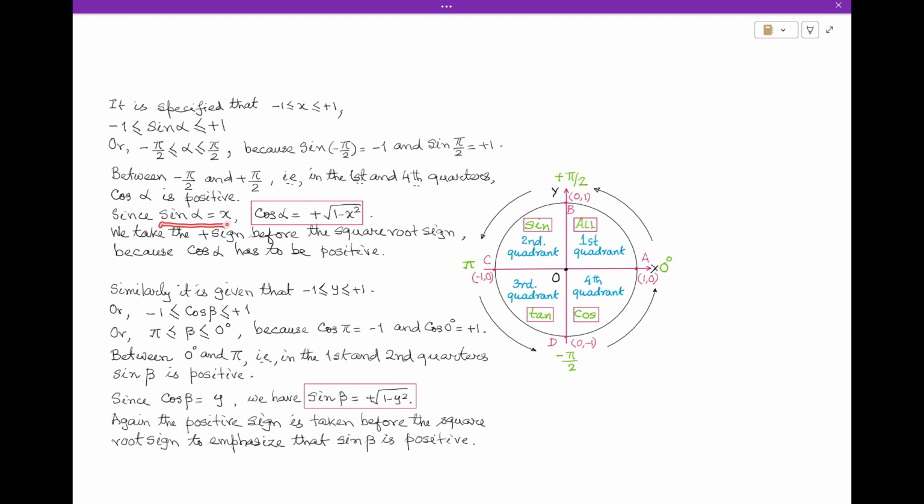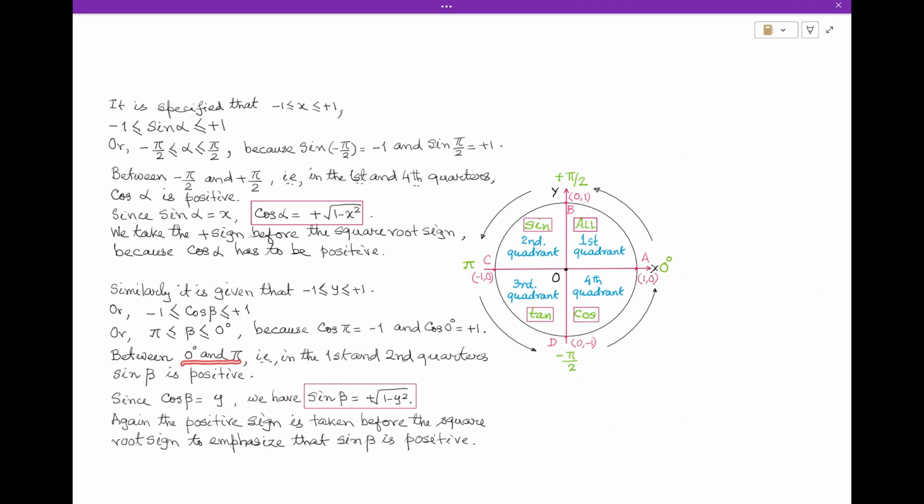Since sin alpha is equal to x, cos alpha is equal to the square root of 1 minus x square. We take the positive sign before the square root sign because cos alpha has to be positive. Similarly, it is given that minus 1 is less than or equal to y less than or equal to plus 1. Because cos beta is equal to y, we can write that minus 1 is less than or equal to cos beta, which is less than or equal to plus 1, or 0 less than or equal to beta less than or equal to pi, because cos pi is minus 1 and cos 0 is plus 1.